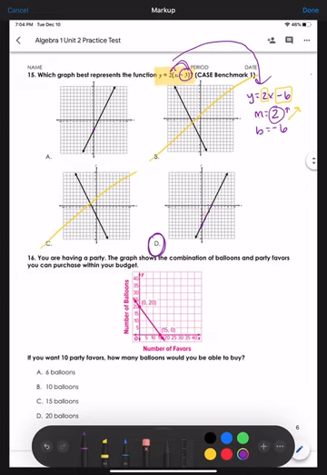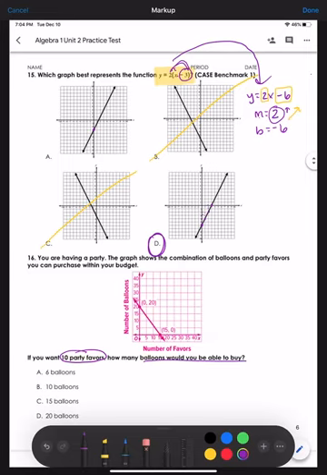It looks like my budget is about $20. Although if I buy favors, 15. So, oh no, sorry. Money isn't on here at all. It's just balloons and favors. So, anyway, the more balloons I buy, the less favors. The more favors I buy, the less balloons. So, if you want 10 party favors, how many balloons would you be able to buy?